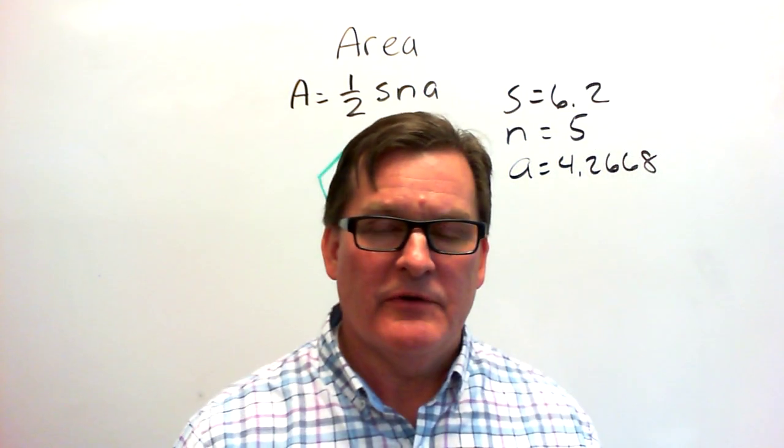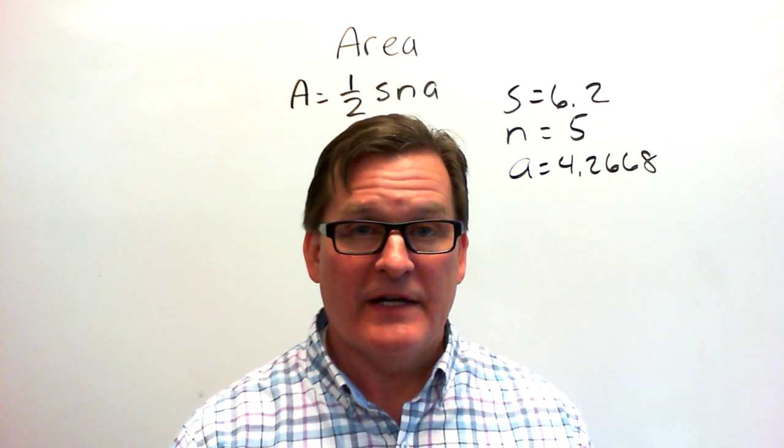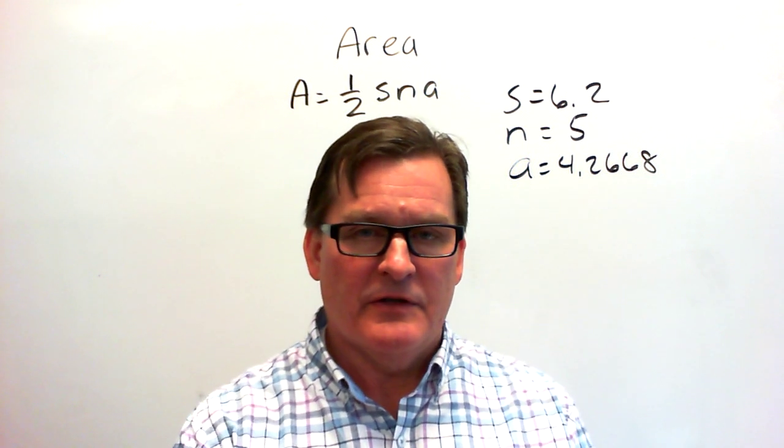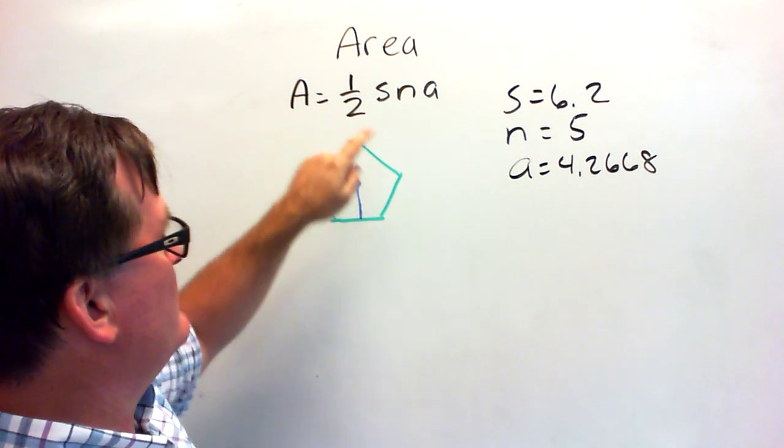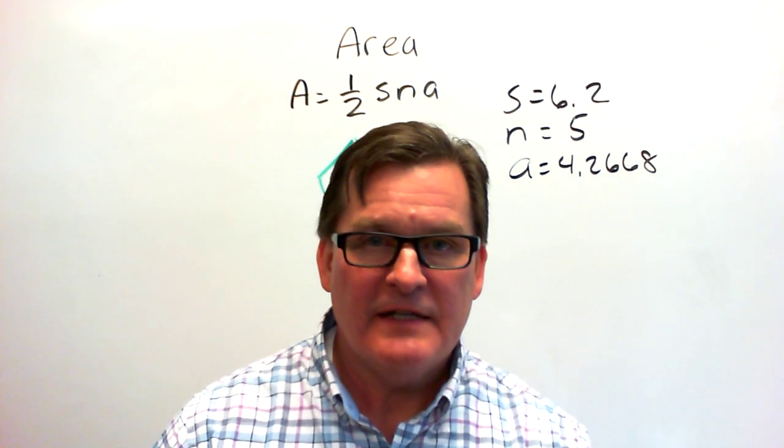This lesson we're continuing the study of regular polygons. Regular polygons are those whose sides are equal. I've drawn a pentagon here, 5 sides, all sides are equal, it's regular. We're studying the area in this lesson.